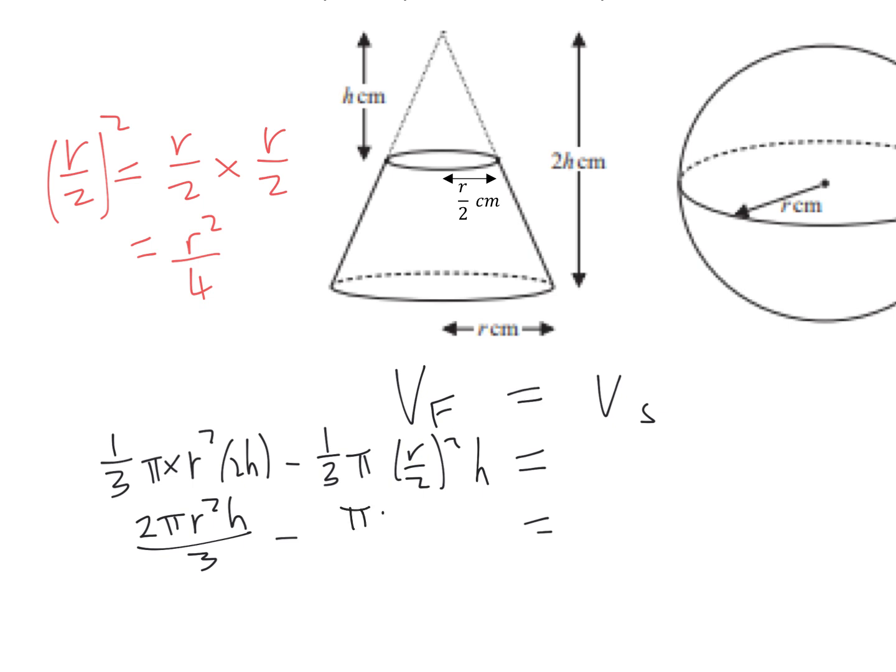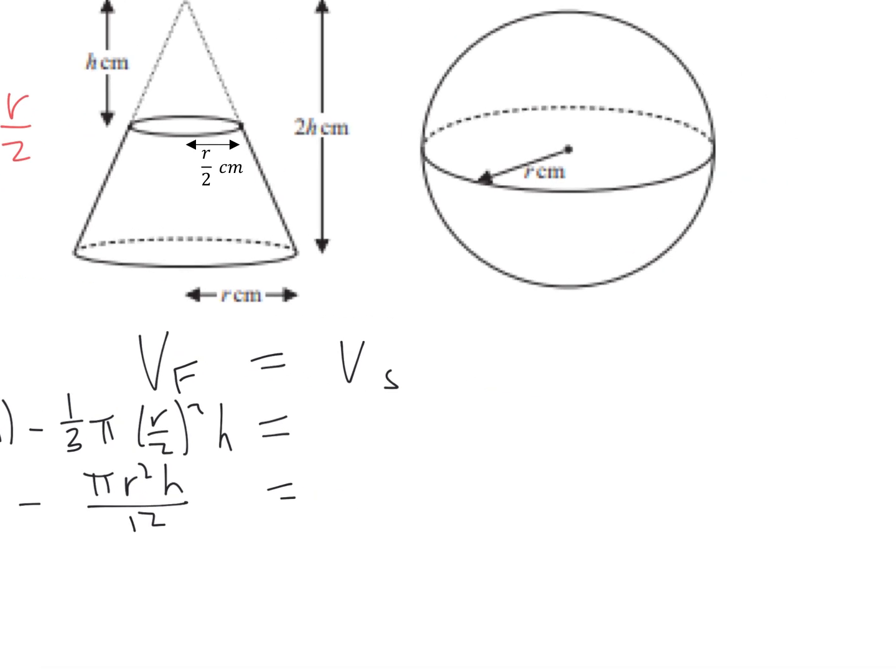So we'd have pi r squared h over, this would become a 4, and we've got a 3 there, so we'll be dividing by 3 and dividing by 4, which is the same as dividing by 12. Or if you want to think of it another way, what I've done here is r squared over 4 times a third is r squared over 12.